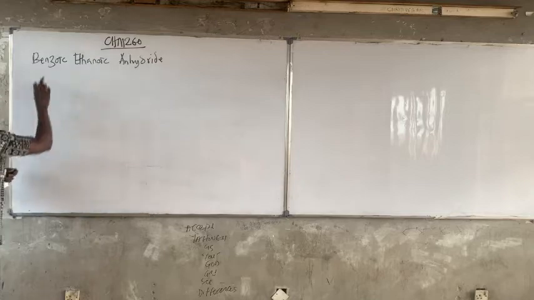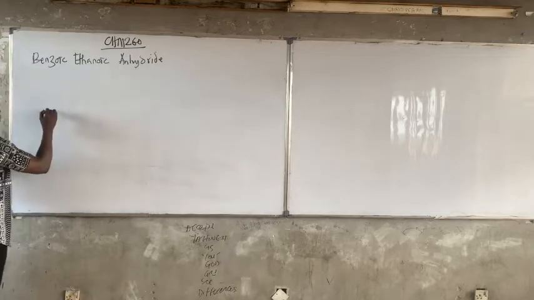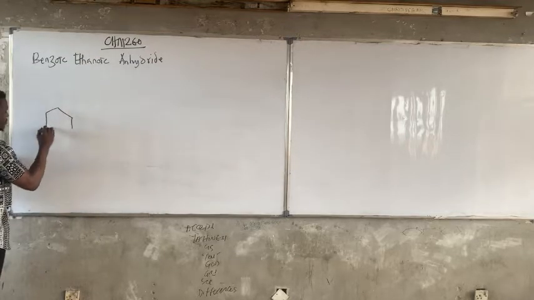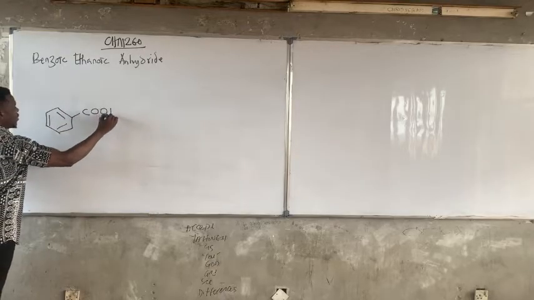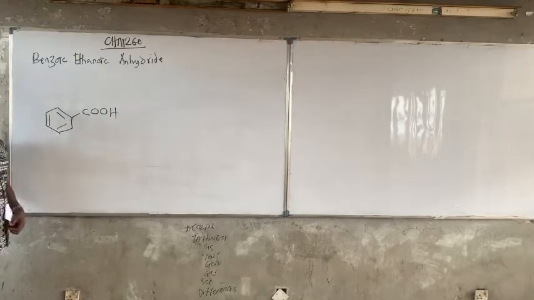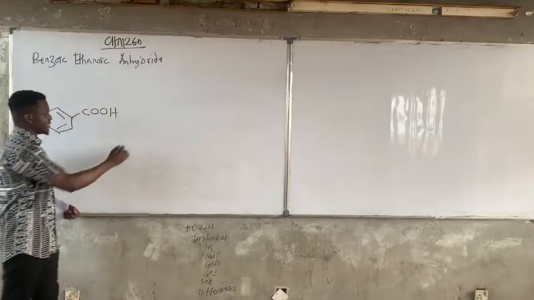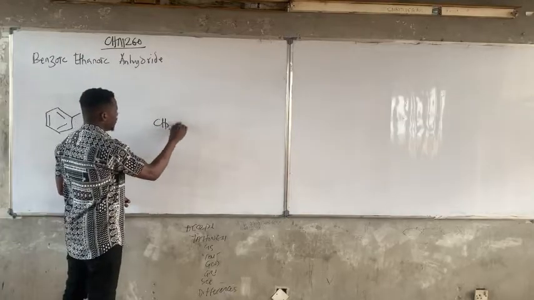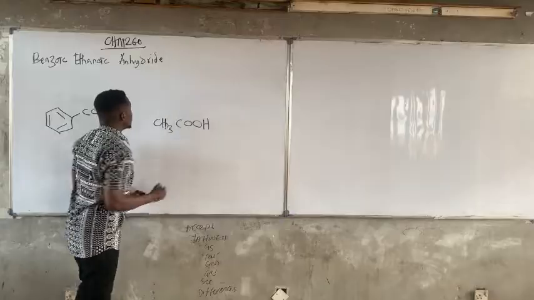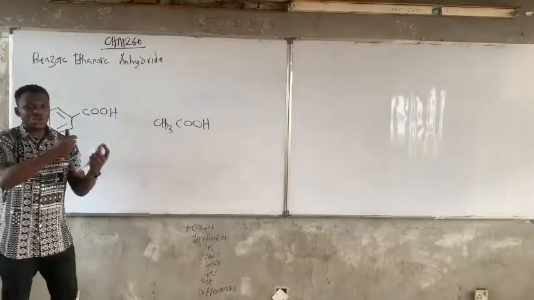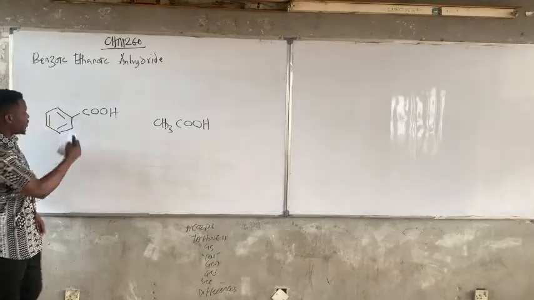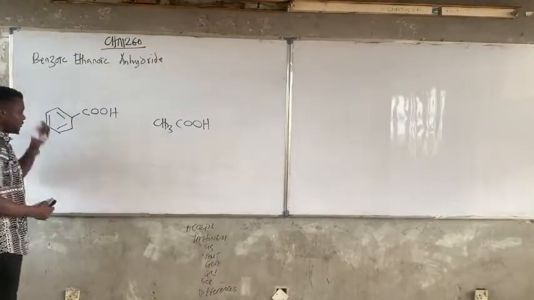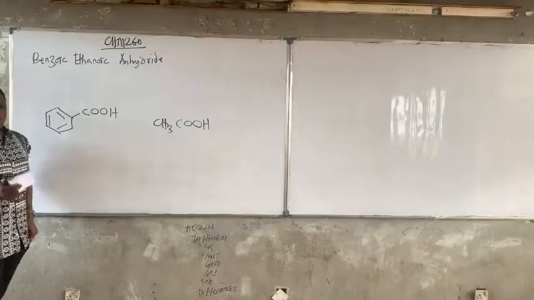Now, first, what is benzoic acid? Benzoic acid is this, COOH. This is benzoic acid. What is ethanoic acid? Ethanoic acid is CH3COOH. Now, class, anhydride means loss of water, and anhydrous means without water. So if I want to form these two, I'll mix the two of them, and then I'll remove water. So what will I do?